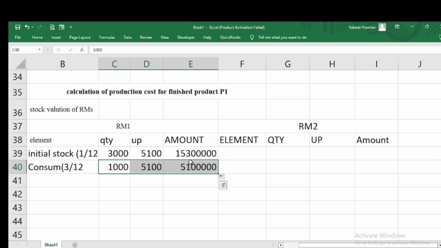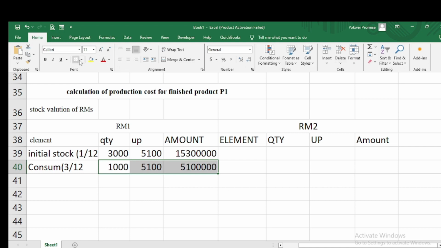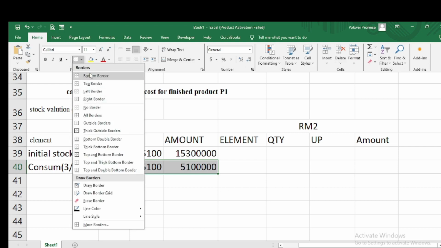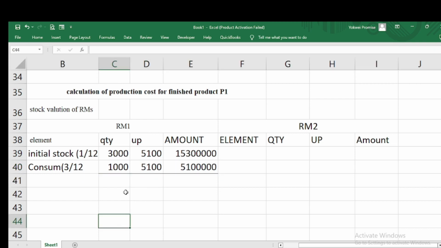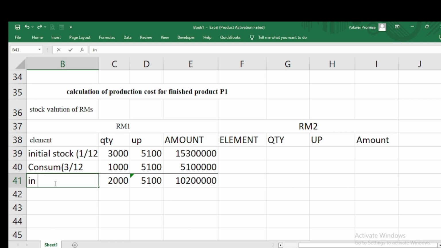Alright, so I will draw a line here to differentiate the stuff. So you have equal to this, take away this. Consumption we subtract, purchases we add. Awesome. Alright, we have that. So to know the unit price here now, we take this divided by this, right? Awesome, we have 5,100. It still stands. So this is what we have in stock.